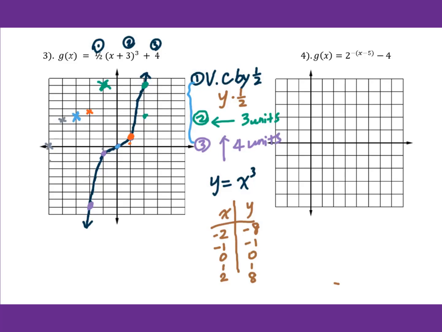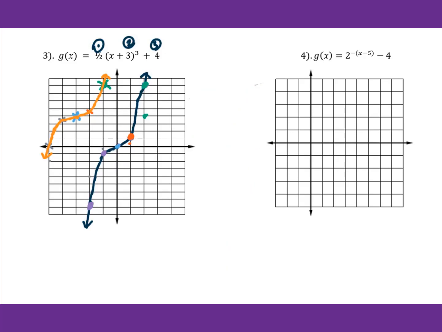For the other 2 points, you will do exactly the same thing. Then you will get these 5 final points after you did this transformation. Then you need to connect these 5 points now. This will be the final graph. Now let's go to number 4.